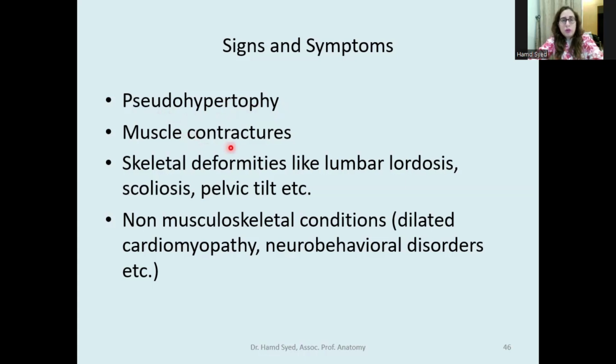There might be muscle contractures and also other skeletal deformities like lumbar lordosis, which means an excessive bending of the spine in the forward direction, and scoliosis, which is an extensive lateral bending of the spine, or pelvic tilt, etc. Other than musculoskeletal conditions, the other systems of the body can also be affected in Duchenne's muscular dystrophy. Like there might be heart conditions, which is dilated cardiomyopathy. There might be neurobehavioral disorders.